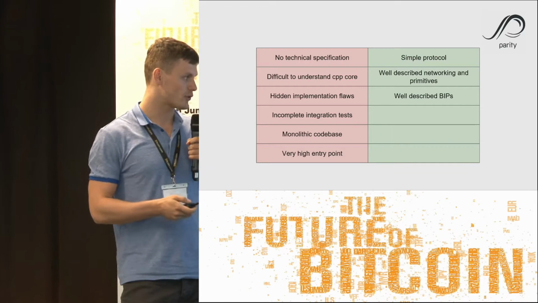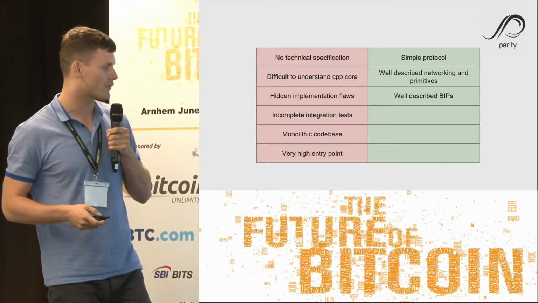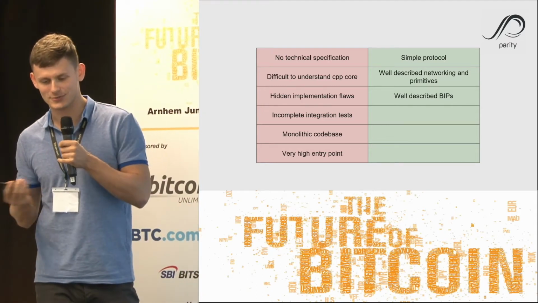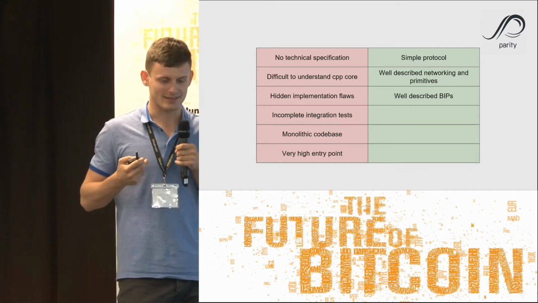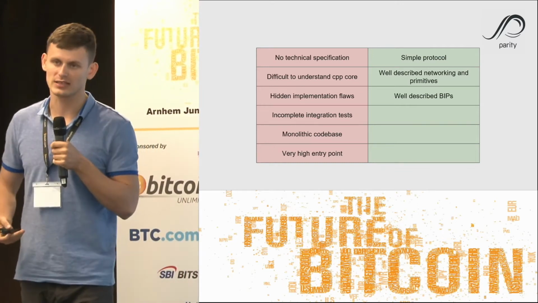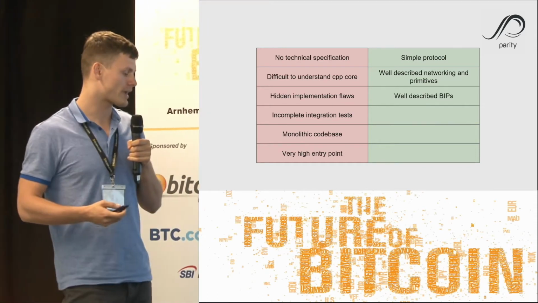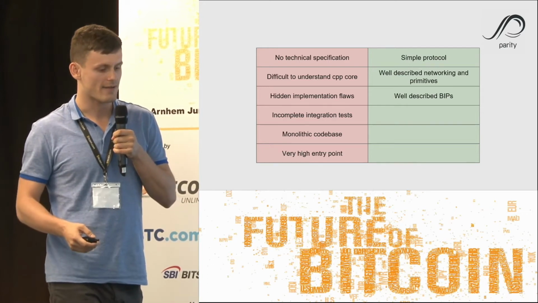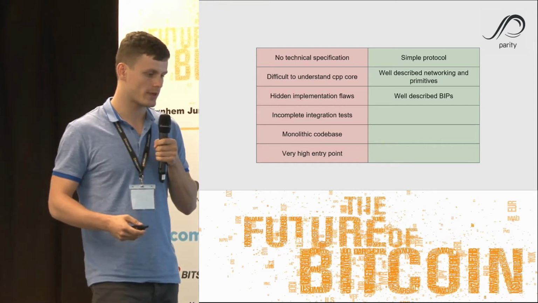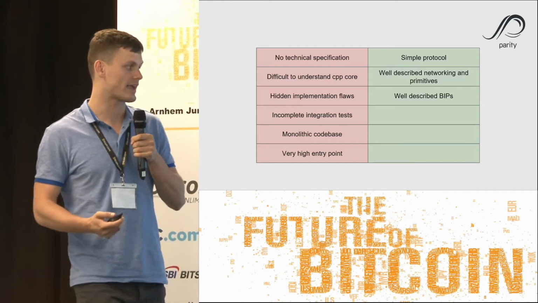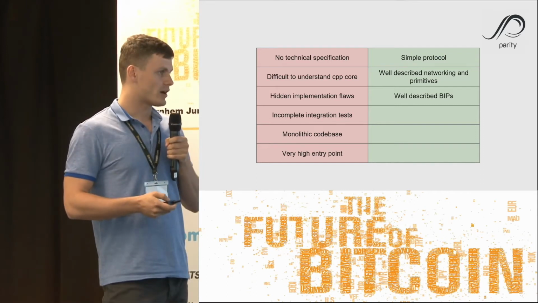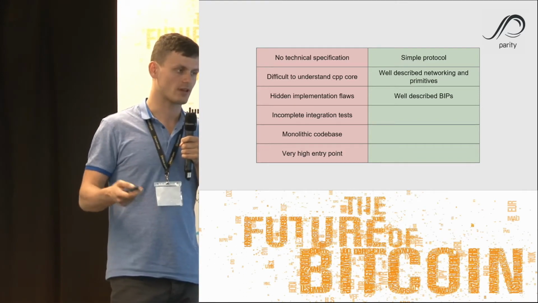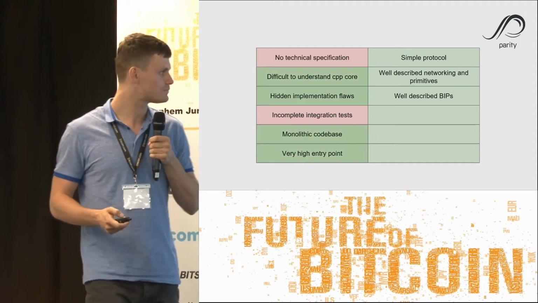Also, the biggest con I think for the current Bitcoin Core implementation is a very high entry point. It's not really appealing for developers who are not super experienced with C++ and with blockchains to contribute to the core. I personally think that it should be improved by having multiple implementations, because everyone should be able to write and contribute to the core code in a language that he's comfortable with.